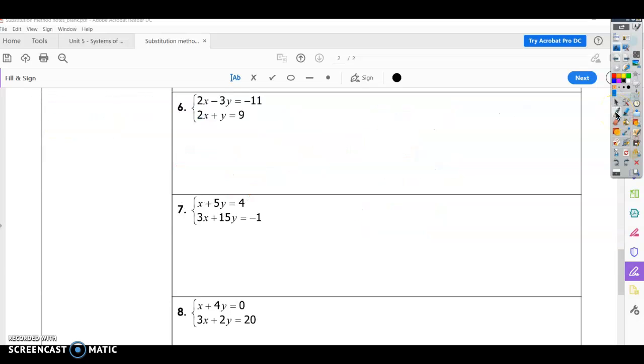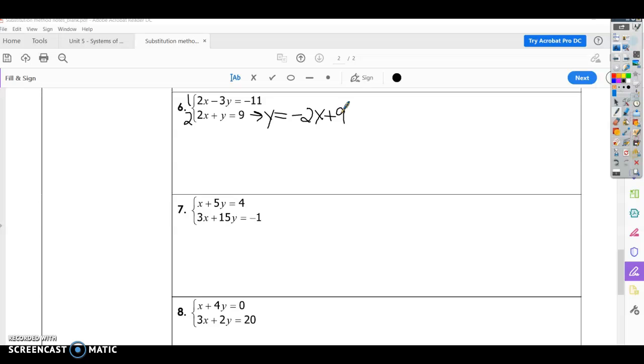All right, number 6, I've got 2 equations. I've got a system of equations because I have 2 equations, and I'm going to solve using substitution. I can see that these have coefficients again, and the second equation can be rewritten easily by solving for y because y is by itself. So let's subtract the 2x over. So y equals negative 2x plus 9.